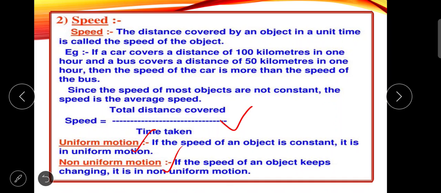However, constant speed can also take place. When the speed is constant, we call it uniform speed. And when it is not constant, we call it non-uniform speed. Generally, to measure the speed, we use an average equation: speed is equal to total distance covered upon time taken. In everyday life, we find objects moving with constant speed for a long duration of time, and sometimes we find objects which keep on changing their speed. So we find both uniform and non-uniform kinds of motion.